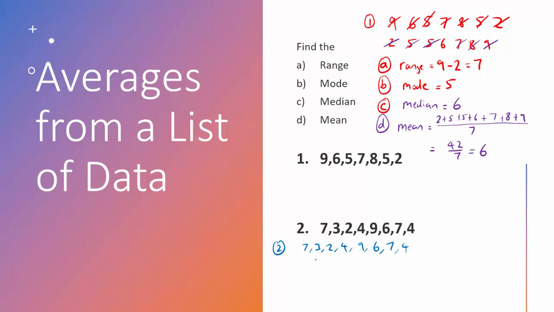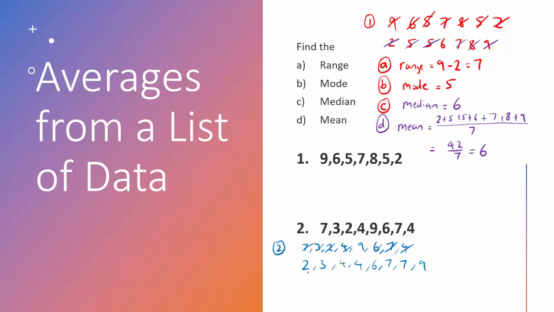Then we're going to write these in order from smallest to biggest. So the smallest number I see is a 2. Cross them off as you go. I then see a 3. Then I see 2 4s. There's no 5s. There's a 6. There's 2 7s. And then there's a 9.